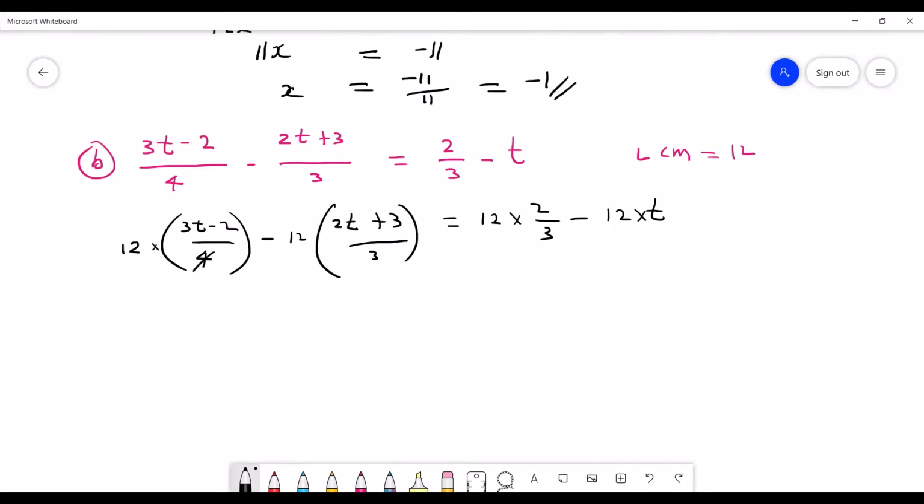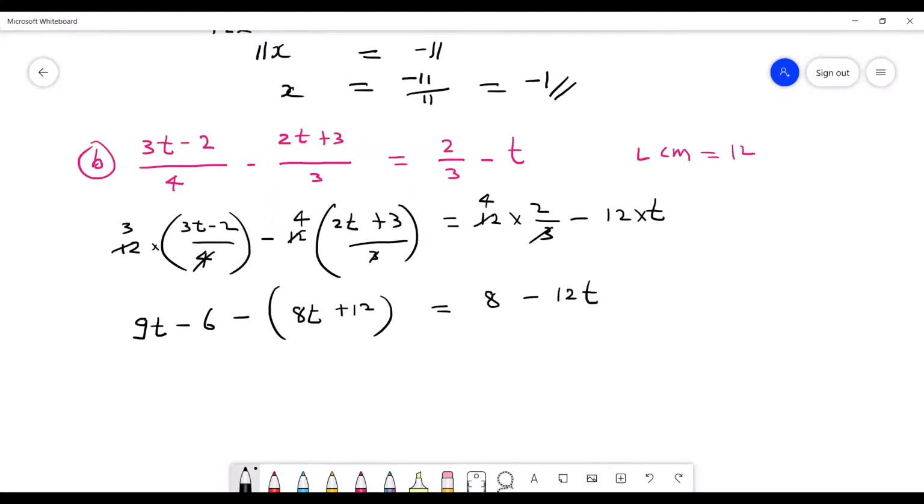4 will go in 12 3 times. And this 3 will go in 12 4 times. Now multiply with the 3 and 3t minus 2. So 3t into 3 is 9t minus 6, minus of 4 into 2t is 8t. 4 into 3 is plus 12, is equal to 4 into 2 is 8 minus 12t.